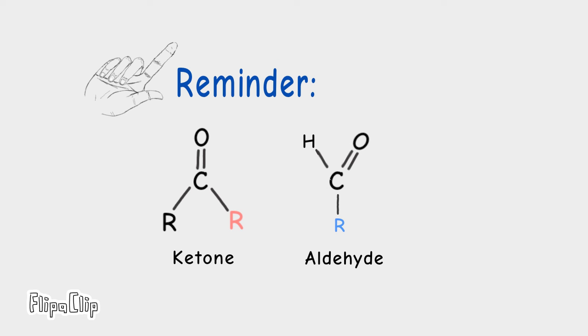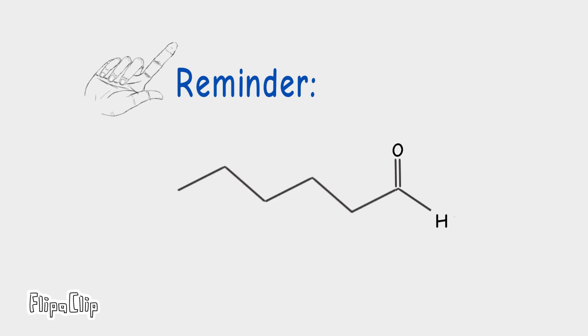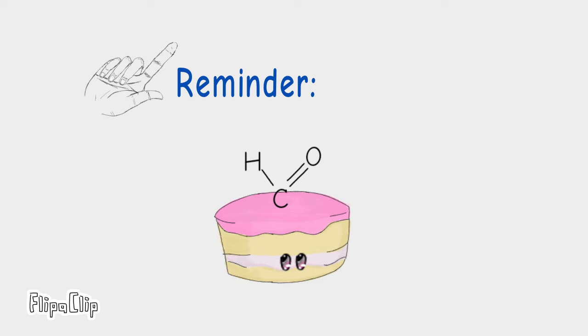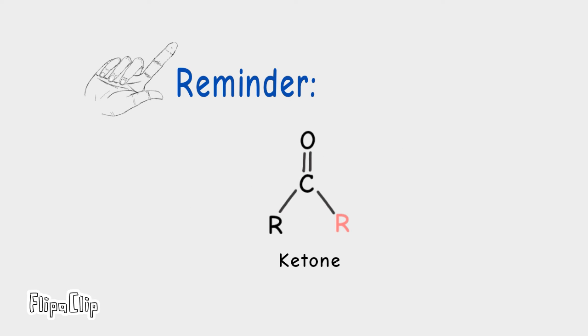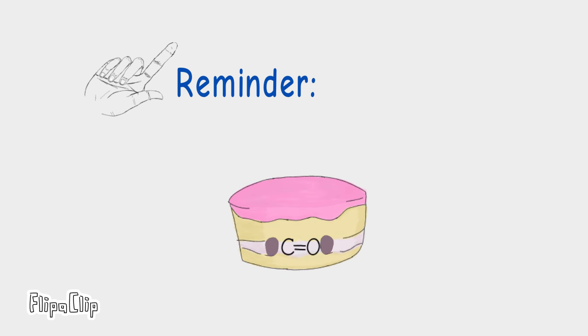The easiest way to differentiate between an aldehyde and a ketone is that an aldehyde is generally at the beginning of the chain. Think of it as a cake topper, and the ketone function is generally sandwiched between 2 other chains. Think of it as the filling between layers of a cake.